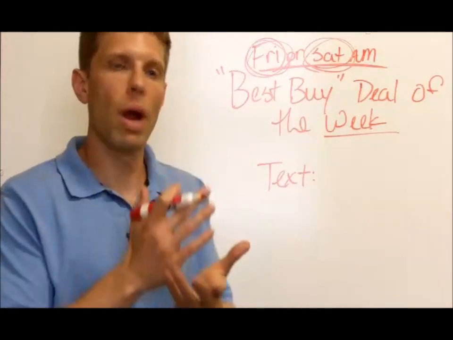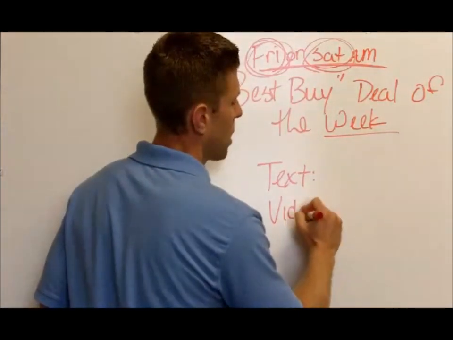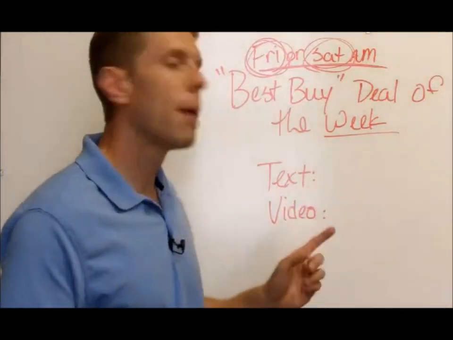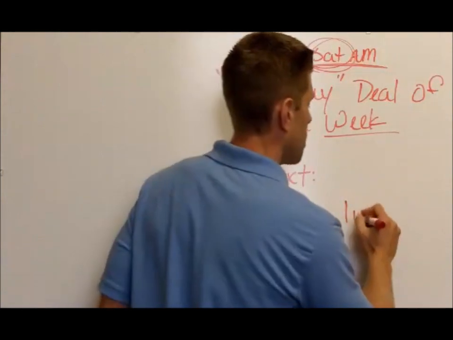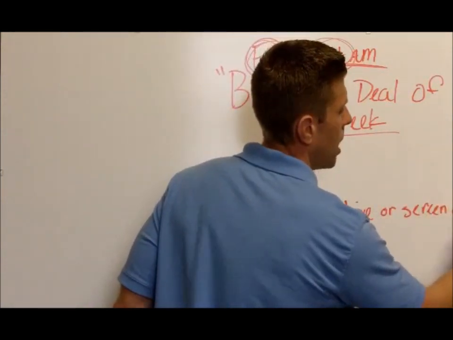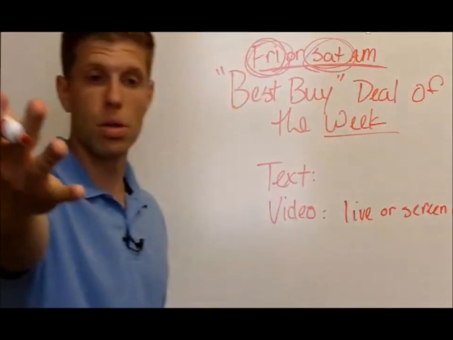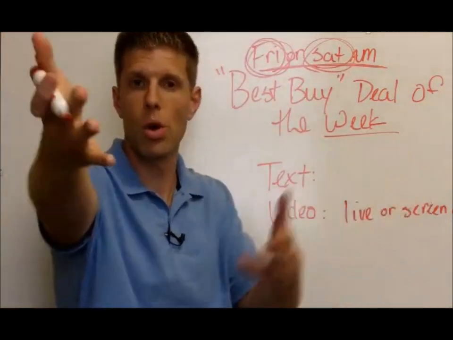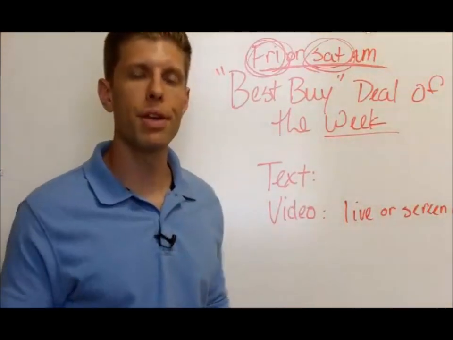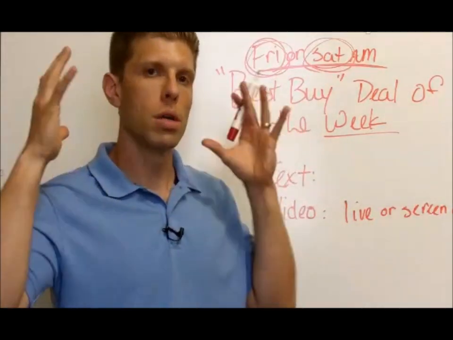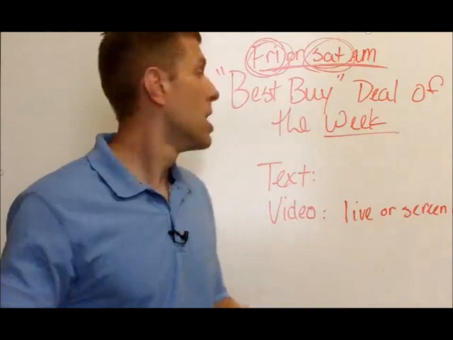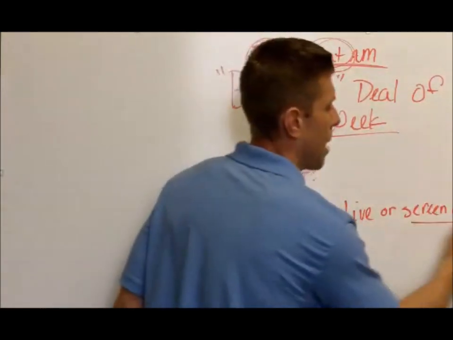And the other way you could do it is with a video. Now, if you use video, you still have to have text in your email. But there's two ways you could do the video. You could do live or screen capture. If you do live, it's as simple as this. Use a video camera like I'm using right here. It's a Kodak ZI-8. Or if you've got a camera on your phone, you do a walking tour of the property that you're featuring and you tell your database, your audience, why this is your Best Buy deal of the week. If you don't want to do that, that's over your head, do a screen capture.